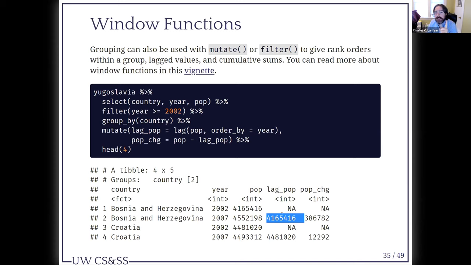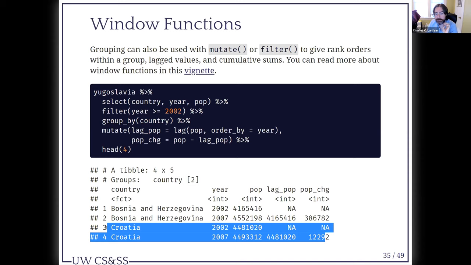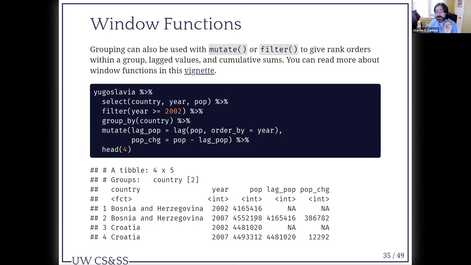The thing is, because I calculated this within the countries, there is no lag population for 2002, because what it does is first make sure we're in the Croatia country. It looks up and sees population here, but this is in a different country, so it doesn't go and grab the lag of population from the wrong country. This is a window function because, by grouping by country, lag is only willing to look within the same country and not do something stupid, which is go get another country's population value from the wrong year by looking up the table. So group by before you do something like calculate a lag.